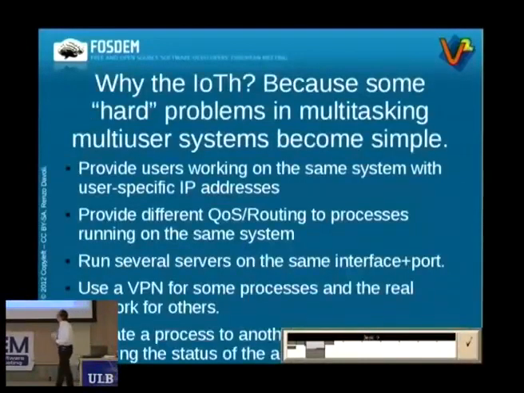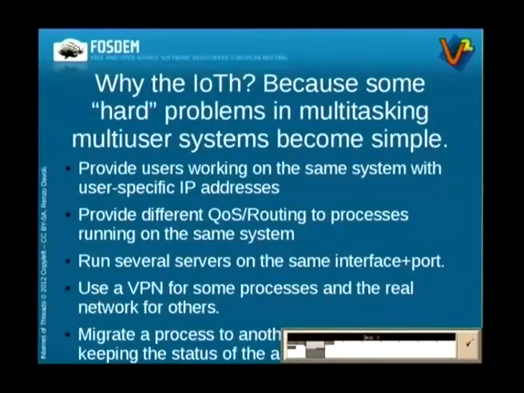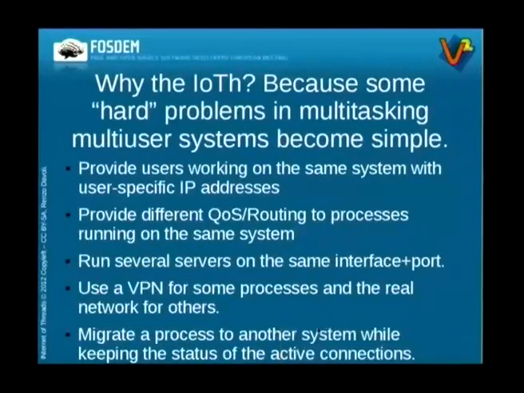Why? I've listed here a number of, I think, hard problems. For example, if you want to provide a specific address to a specific user, you can give one more address to your interface, and then you have to play with IP tables to divert the traffic to that process and so on. You can, but it's not natural.